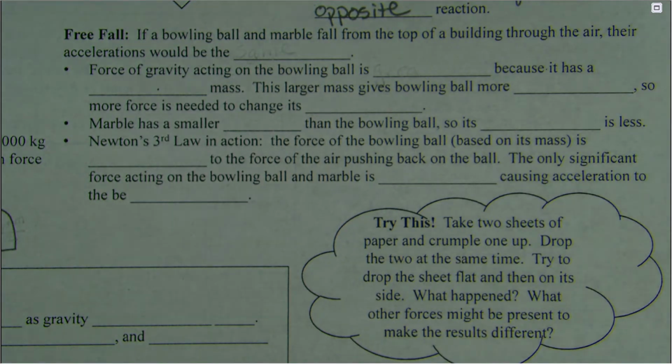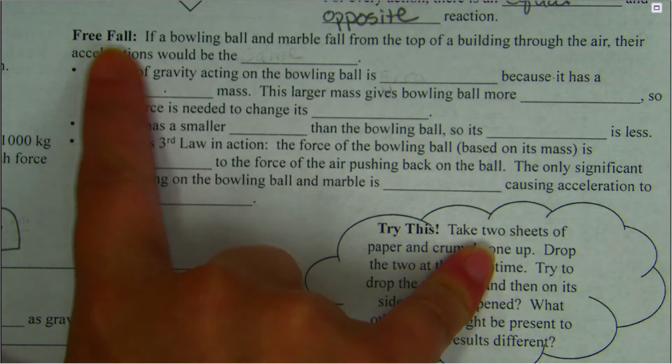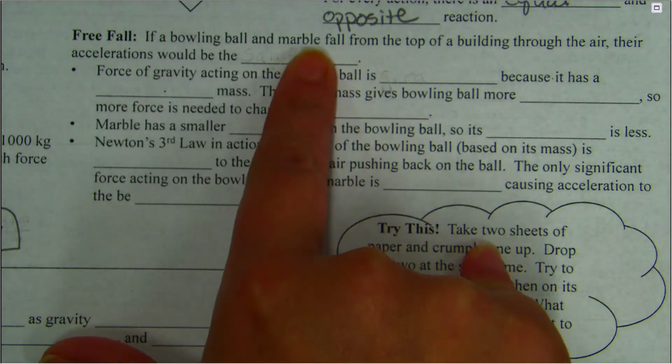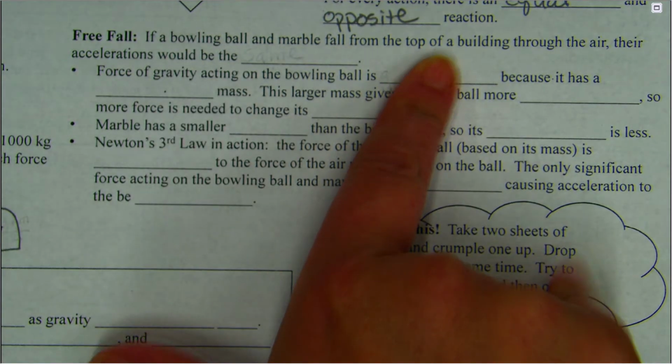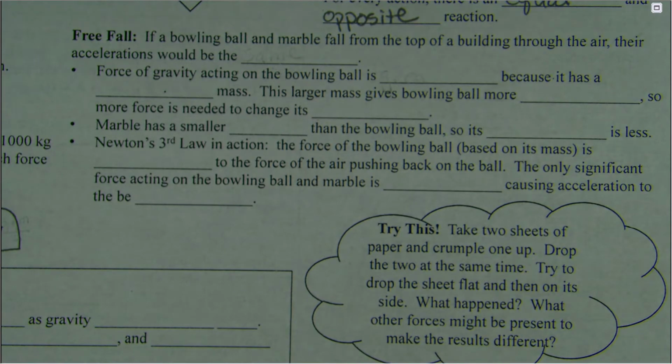Okay, so let's finish up our notes on forces and let's talk about some vocabulary terms and a couple of other ideas that are related to forces. So, a free fall. An example of a free fall would be if a bowling ball and a marble were dropped from the top of the building. What it's going to do is it's going to fall to the ground. So that's what we mean by a free fall.